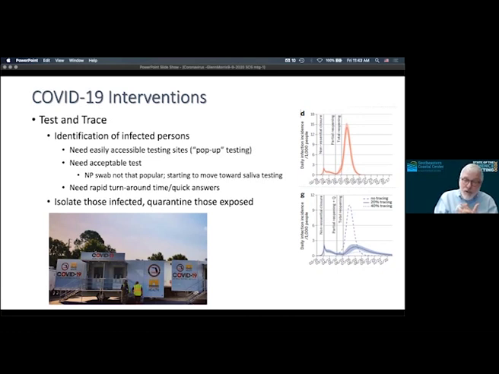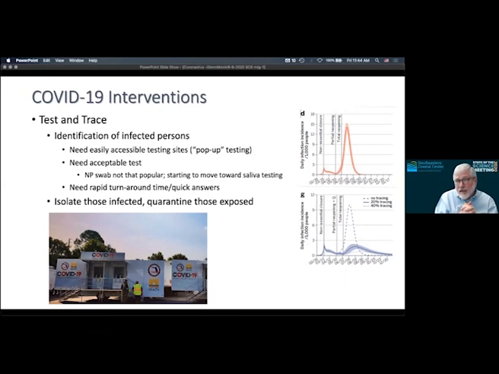Now, once you know who's infected, then you can quarantine those who are exposed and isolate those who are infected. Again, the graphs shown here are from some mathematical models, but basically what they show is that if you are able to identify as few as 20 to 40% of the infected individuals and get them appropriately isolated, with their contacts quarantined, you are able to have a substantive impact on overall transmission.